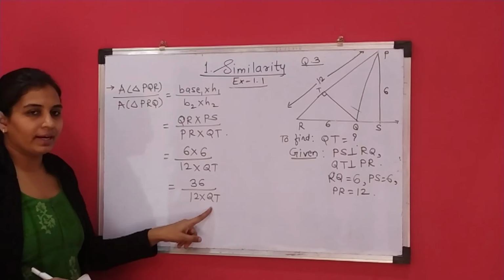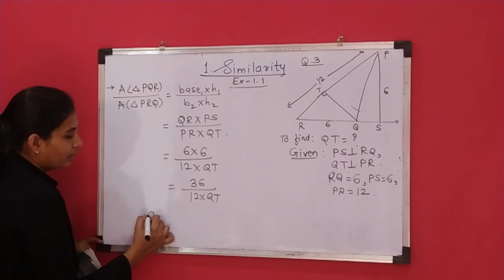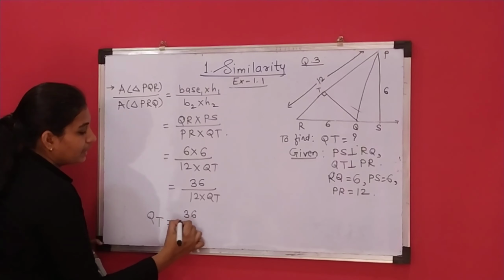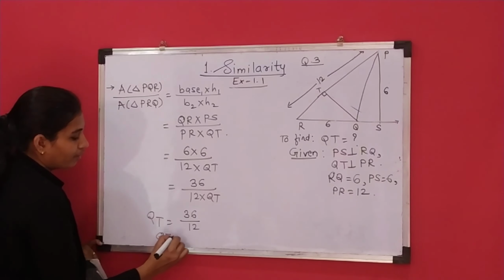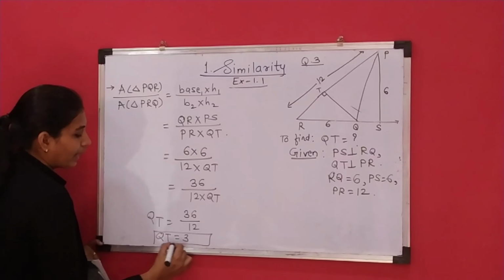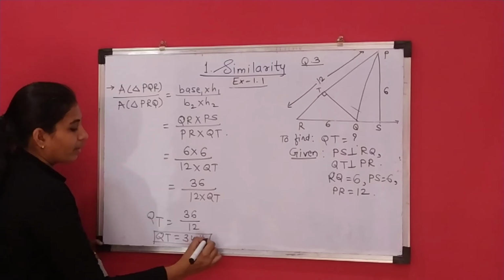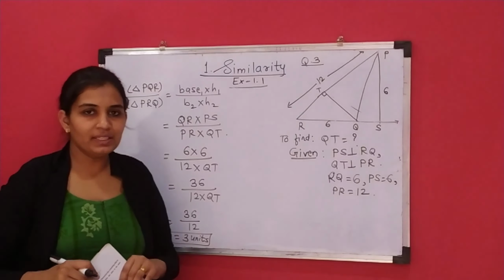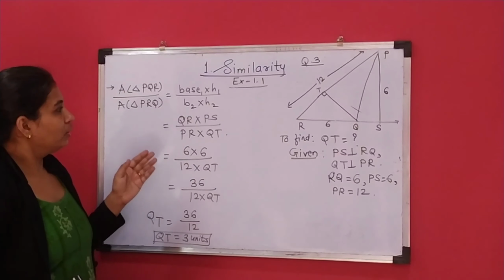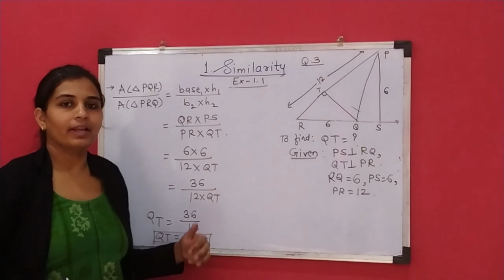Now QT is divided here. If we multiply, QT is equal to 36 upon 12. QT will be equal to 3. And as we don't have a unit, we can write it as units. It means we got the length of QT, that is 3 units.